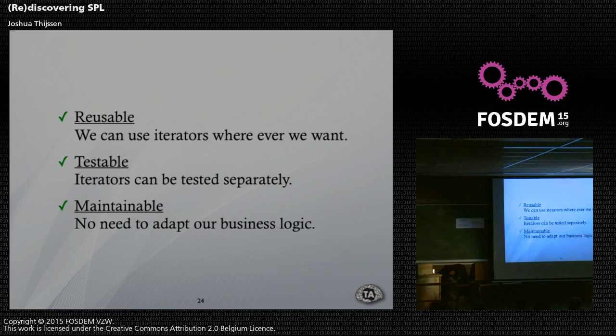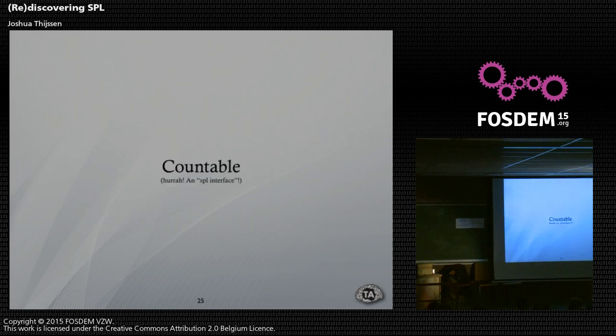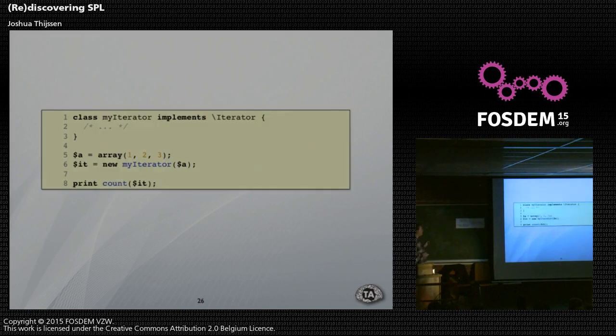Cool. Let's talk about countable. This is really fun, because this is the first official SPL interface that's on the website. The countable interface works a bit like this. As an example, I have an iterator, and I leave out a bit of it, but it gets three elements, an array 1, 2, and 3, and then I'm going to say print count iterator. What would be the output? Any ideas?